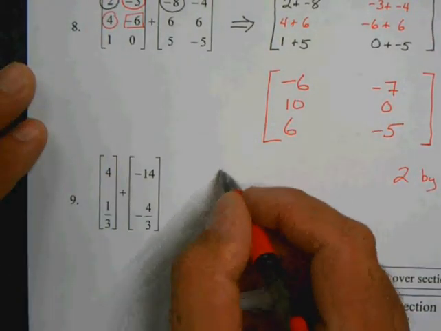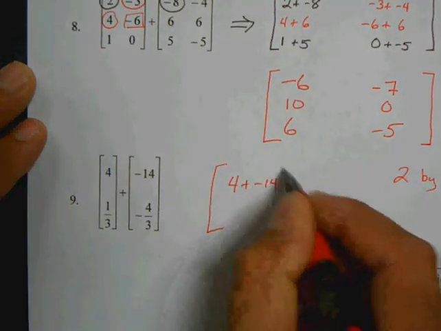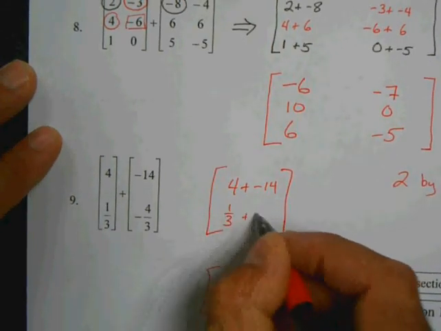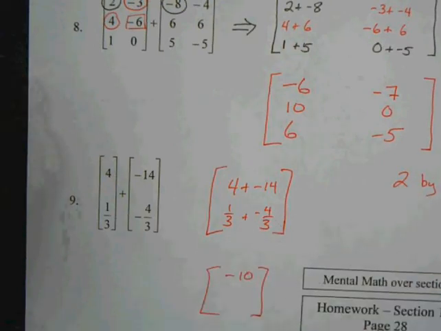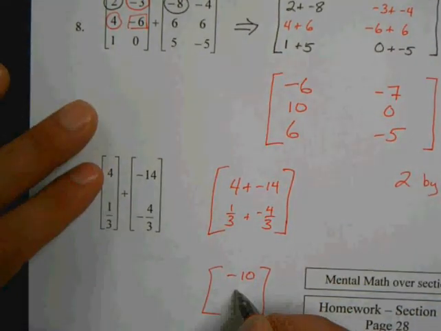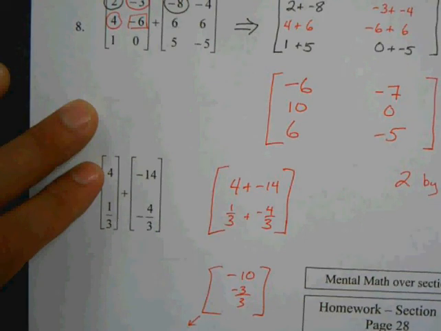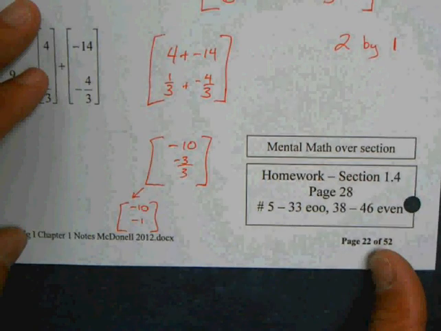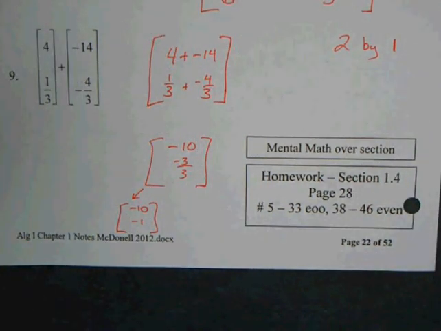All right, so here we go. What is 4 plus negative 14? Can someone help me there? -10. Now a little harder. 1/3 plus -4/3. Can you add those fractions? First time we've had fractions in here. You can only have fractions if they have the same denominator. Do they in this case? Yes. So add the numerators. 1 plus -4 is how much? -3. -3/3, which is? -1. Whoops, off the screen a little bit. All right. Hopefully that's fairly straightforward.